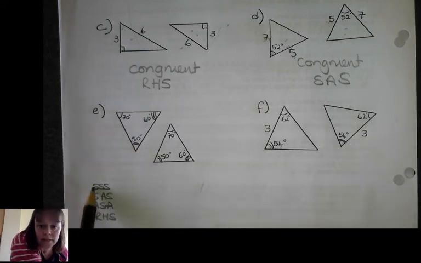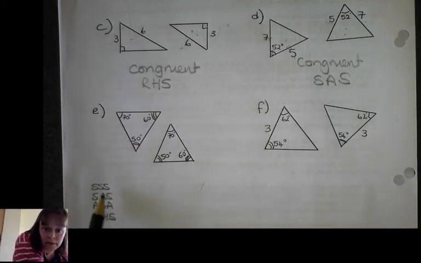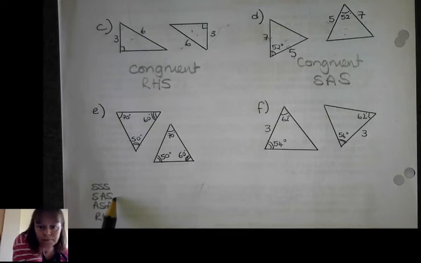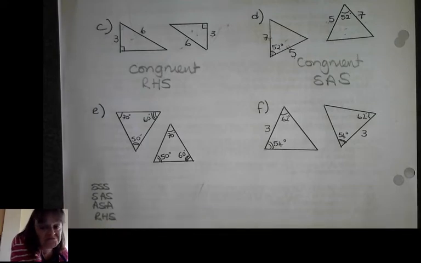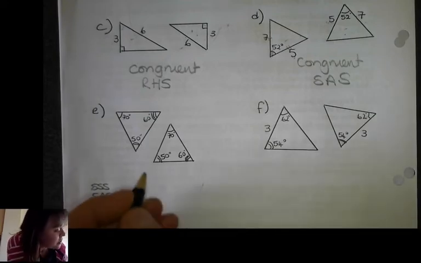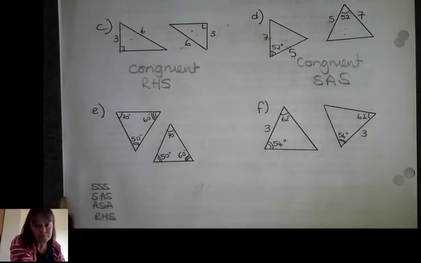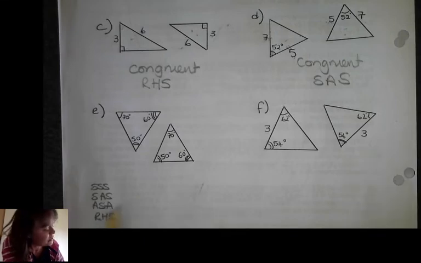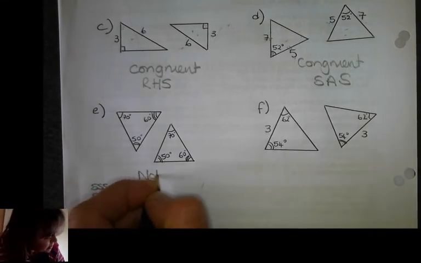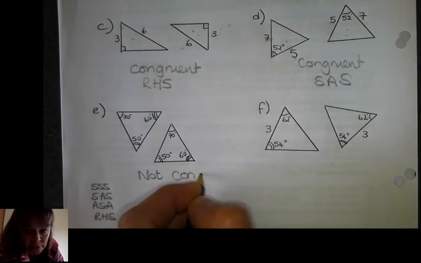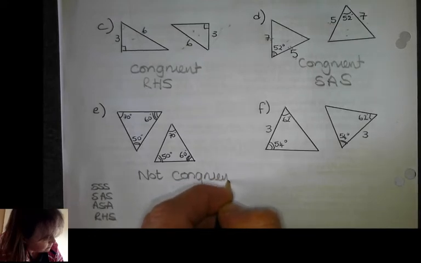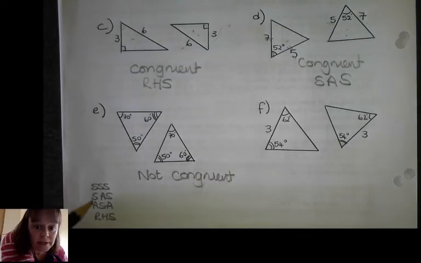So let's look at these. Do I have side, side, side? Definitely not. Do I have side, angle, side? No, I haven't got any sides. Angle, side, angle? No, haven't got that. Right angle, hypotenuse, side. No, haven't got that either. So this set of shapes, who knows whether they're the same or not. They don't fit any of these rules, so I can't tell you that they're the same shape. So I have to write not congruent because they don't fit any of these rules.